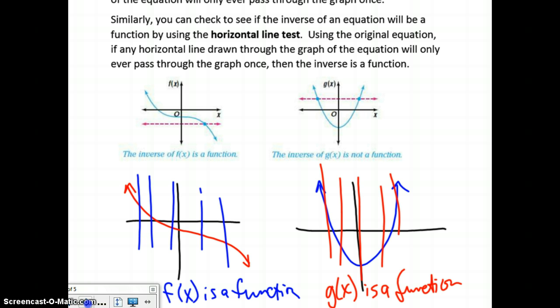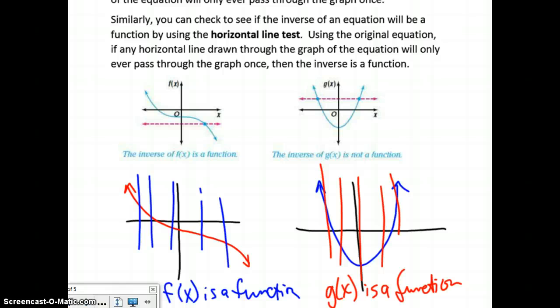Now, without actually graphing the inverse of a function, I can tell whether it's going to be a function as well or not. It says similarly, you can check to see if the inverse of the equation will be a function by using what's called the horizontal line test. And that's exactly what we're going to do. We're going to draw a horizontal line. Using the original equation, if any horizontal line drawn through the graph of the equation will only ever pass through once, then the inverse is a function.